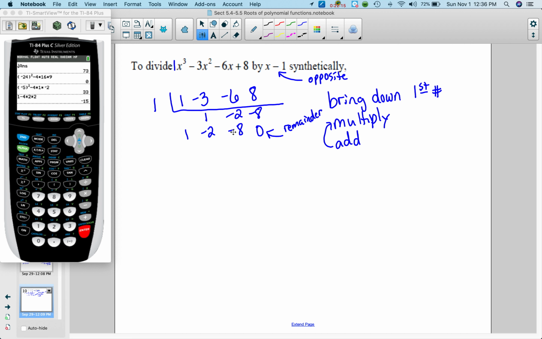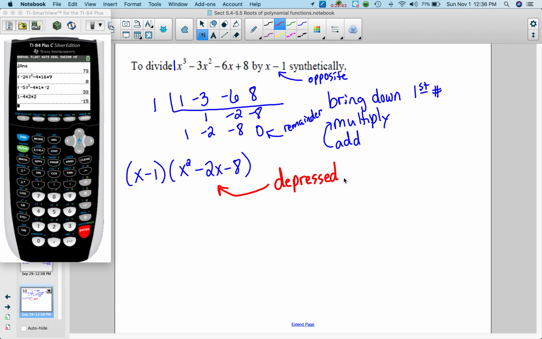So notice what I have left here. We already know that this is x minus 1. And now you put the rest back into the polynomial. Since this was x cubed, you drop it down one power: x squared minus 2x minus 8. And this actually has a name right here. This x squared minus 2x minus 8 is called the depressed polynomial. It's not sad, not that kind of depressed.